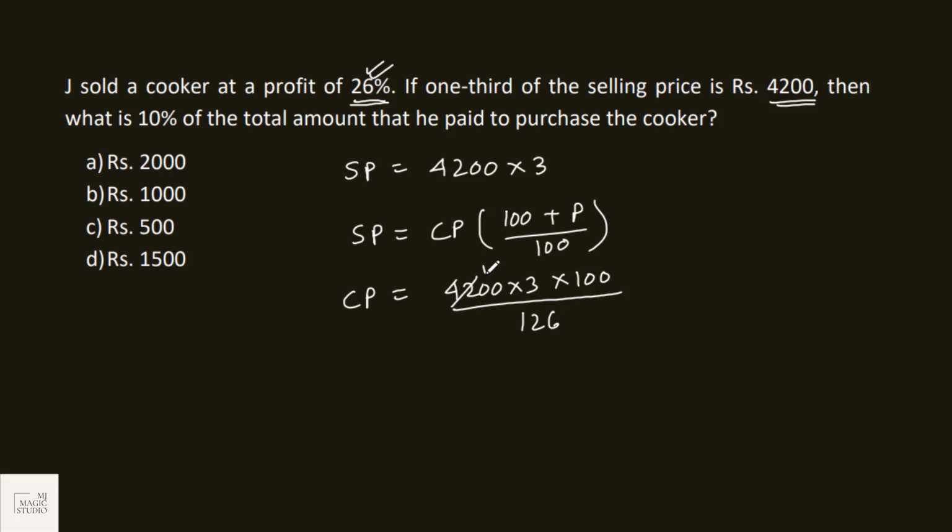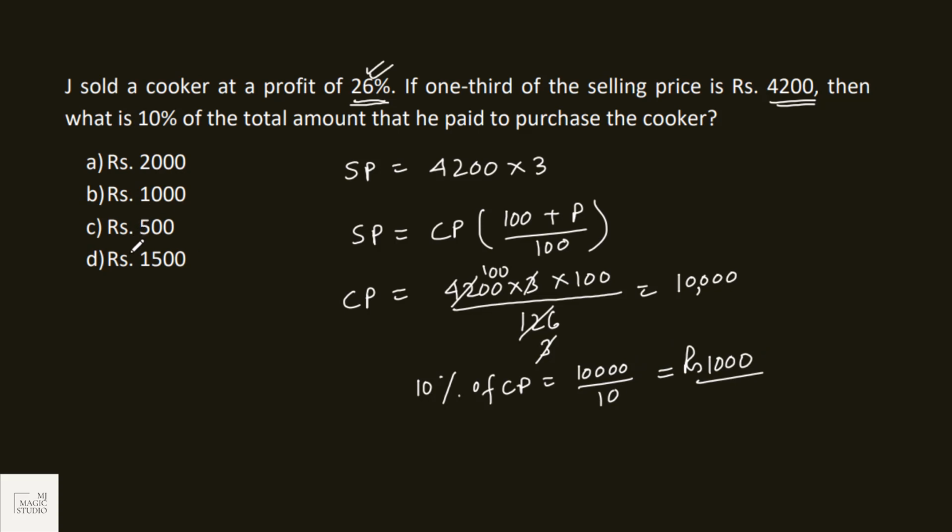We can see here 42 once and 42 thrice. This also gone. So this is 100 into 100. Cost price is 10,000. Cost price of the cooker is rupees 10,000. Now the question is, how much is 10% of the cost price? So 10% of cost price is 1/10 of 10,000, that is rupees 1,000. We can't make use of a calculator. Calculators are not allowed. Use formulas, whatever we know, and solve it. Option B is the answer.